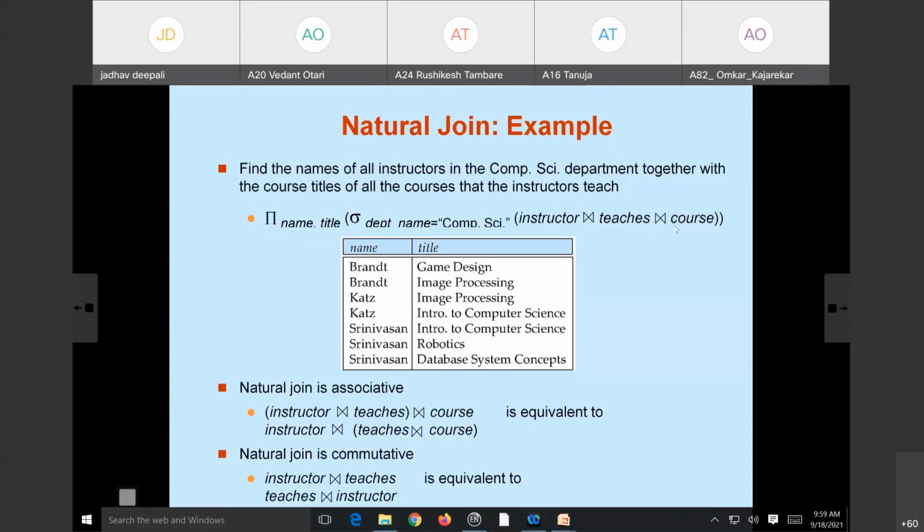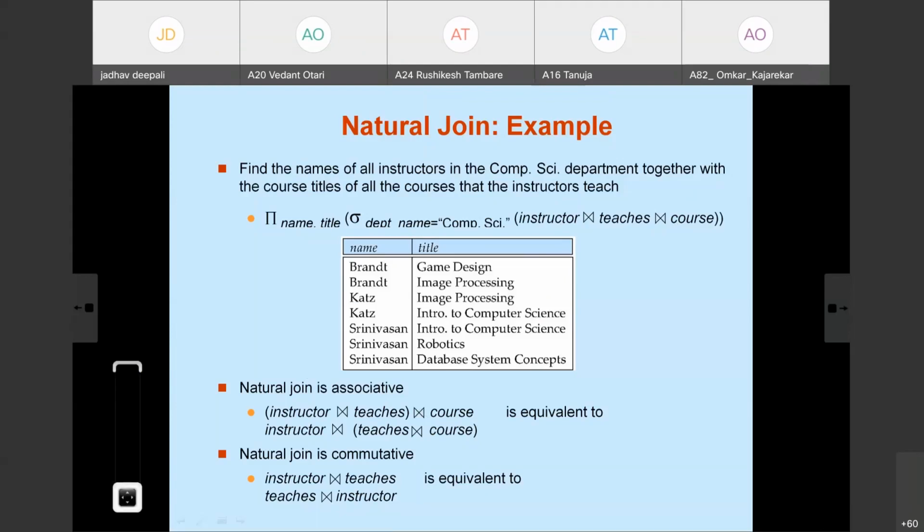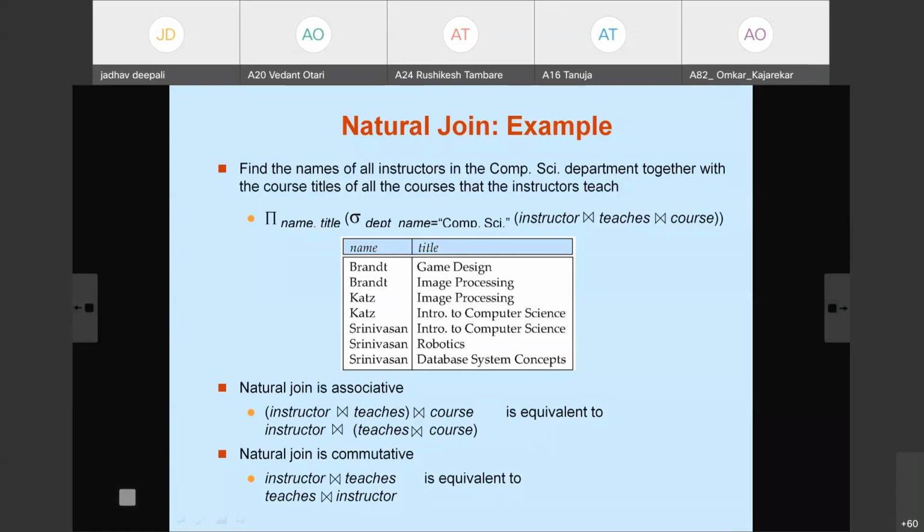Actually, the question is how these 3 execute, or how the natural join operation is performed. Simply, it first makes the natural join of these 2, and whatever the result, it makes the natural join with course. It is associative, as given here. Either these 2 are performed first and the result is joined with course, or teaches and course are performed first, and then the result is joined with instructor.